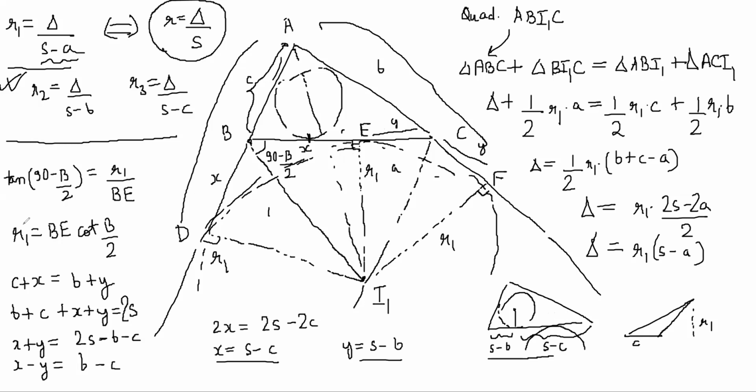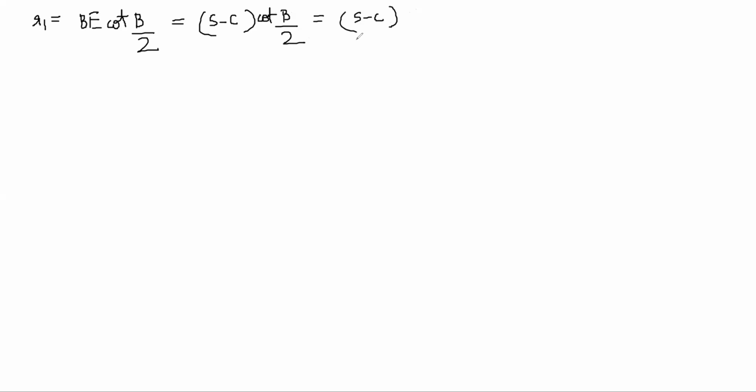So now we get S minus C cot. We should have gotten some form, S minus C cot B by 2, we are getting R1. So let's see, R1 is becoming BE cot B by 2, which is coming as S minus C cot B by 2. So basically something like S minus C by tan B by 2.